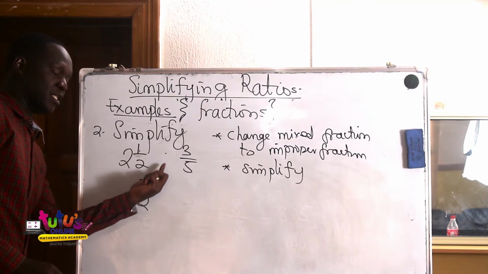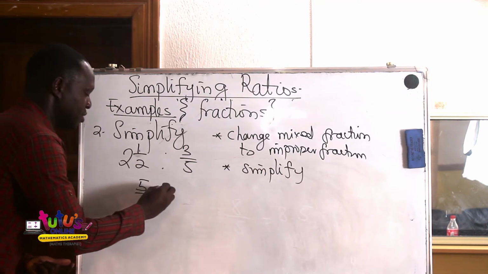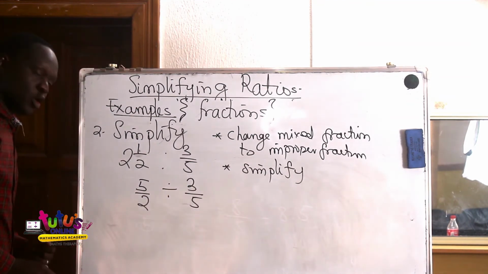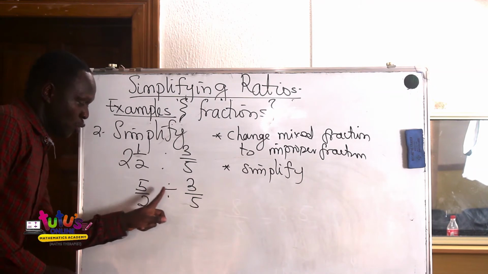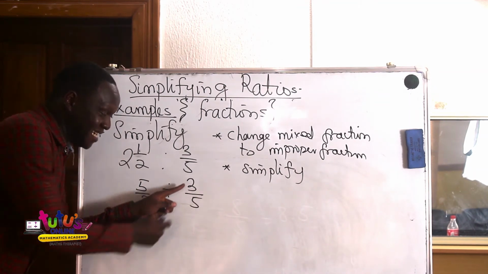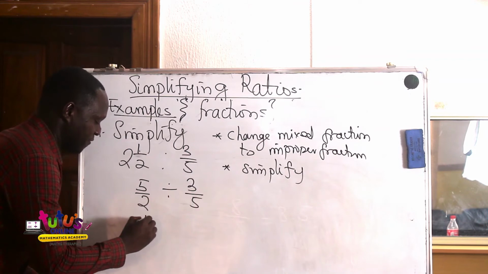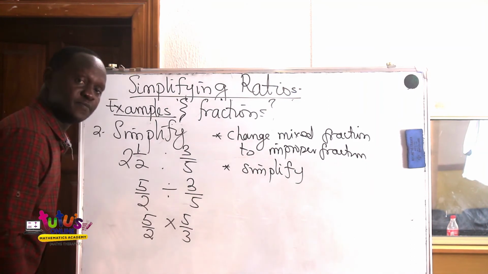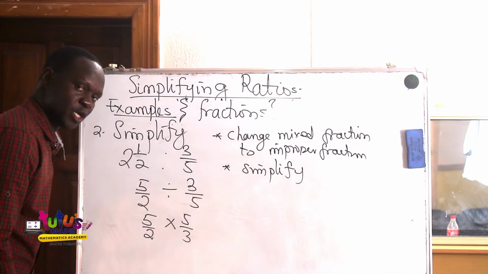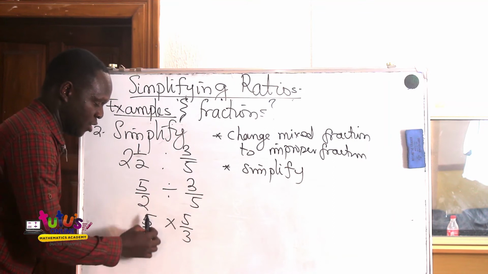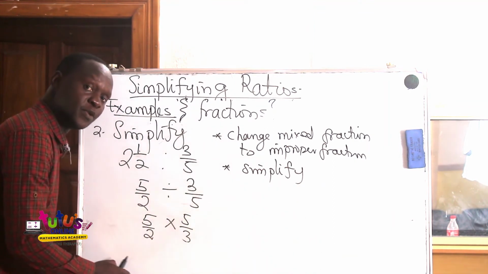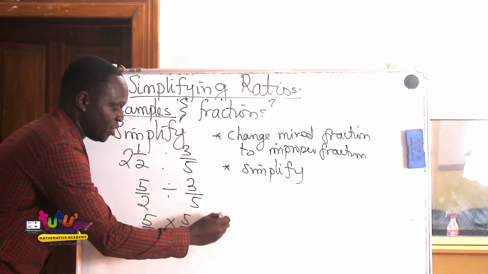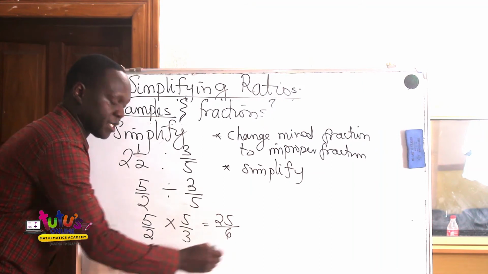Remember, we said that the ratio symbol also means divide. So this is divided by 3 over 5. From here, what do we do? This sign changes to multiplication, then we overturn this fraction. So this will be 5 over 2 times 5 over 3. Any common factors here? No, there are no common factors. You can't cancel, no common factor up and down. So what do we do? We multiply the numerators, multiply the denominators. This gives us 25 over 6.